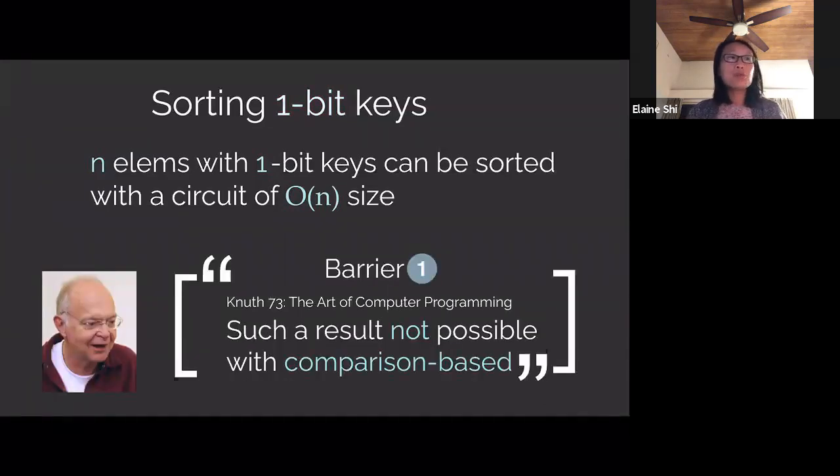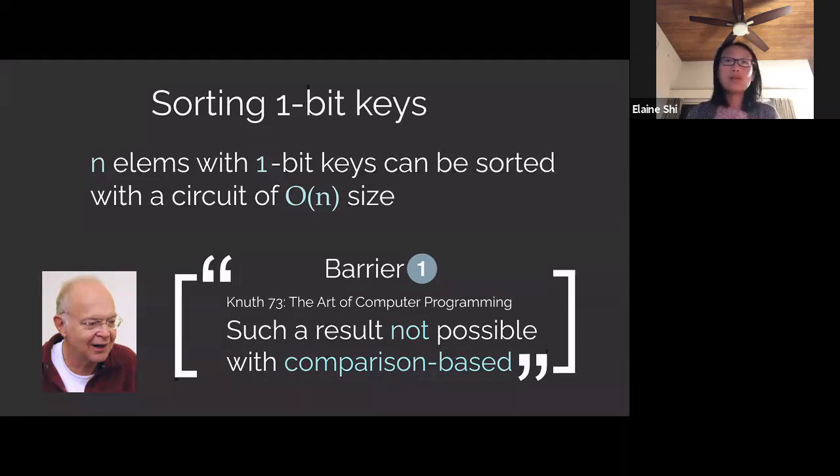The first barrier was actually described even in Knuth's textbook from the 1970s. The textbook said essentially such a result would not have been possible in the comparator-based model. The reason is the 0-1 principle. The 0-1 principle says that any comparison-based sorting circuit, if it can sort 0-1 keys, can also sort general keys. Therefore, the n log n lower bound for comparator-based sorting applies even to the 1-bit key case.